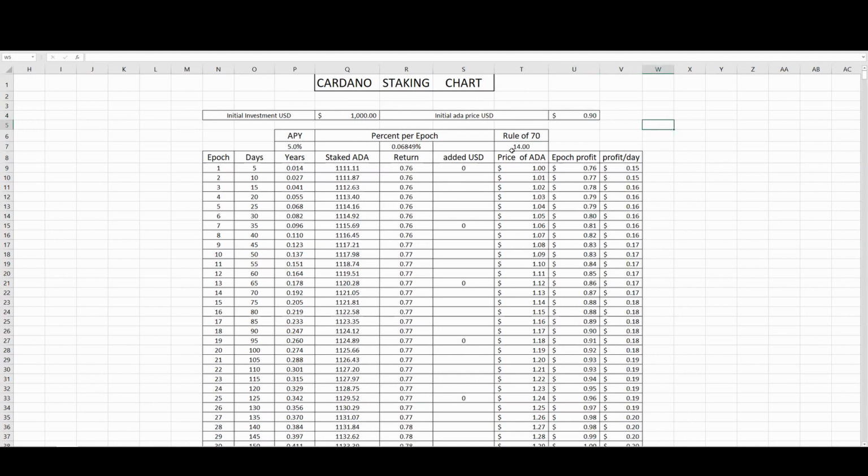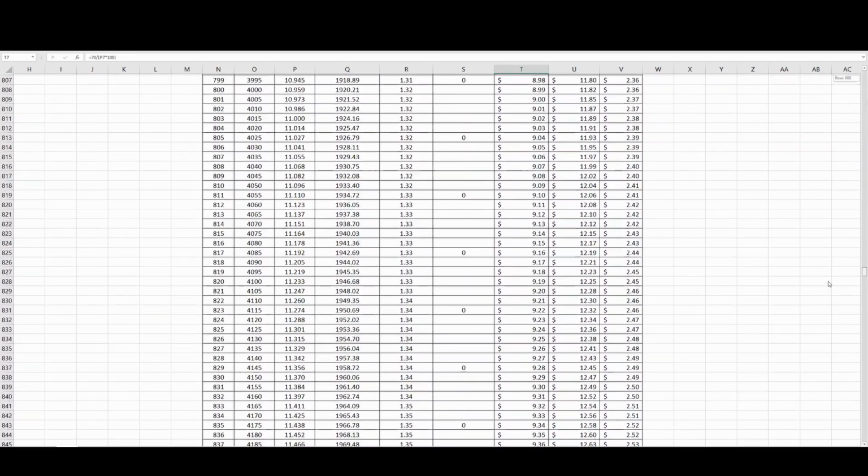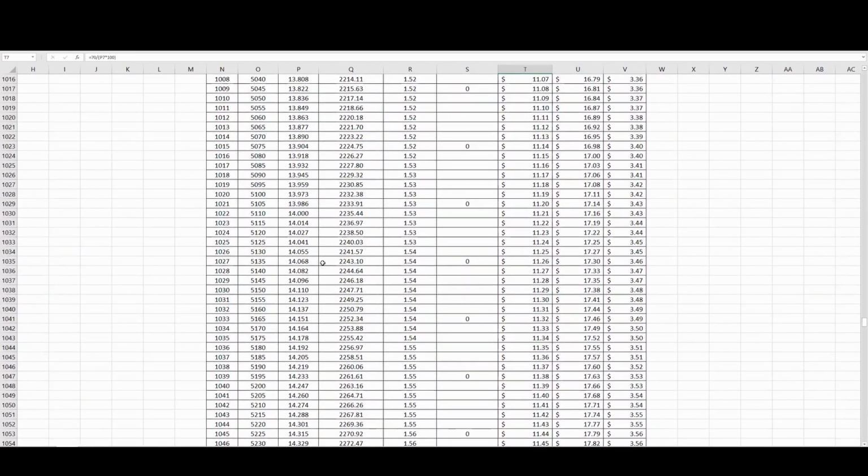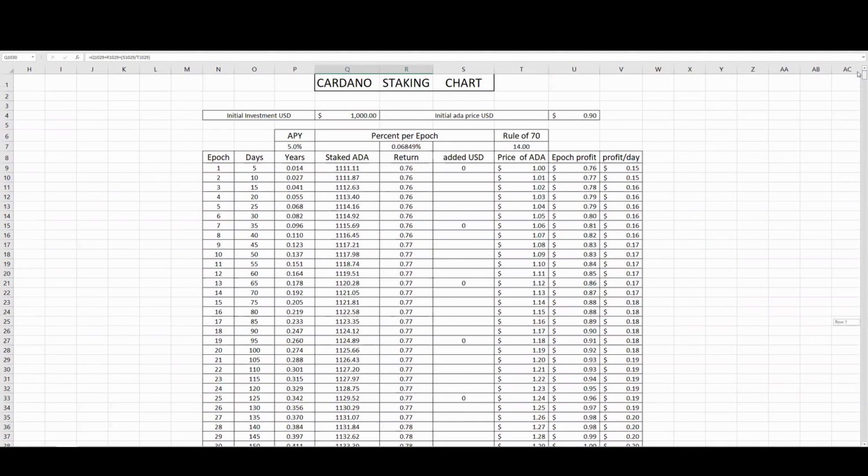And then just to double check the rule of 70, like I said, this estimation says in 14 years, my money will double. So in 14 years, I should have 2,222.22 ADA. And if we scroll all the way down to 14 years, we see that we are pretty close to exactly at the 14-year mark for 2,222 ADA. So that rule of 70 is a really good estimation of your doubling rate.